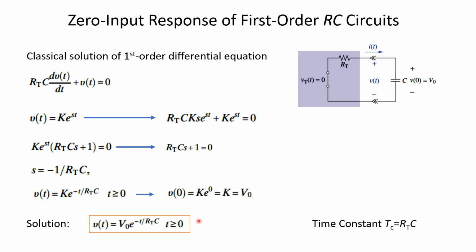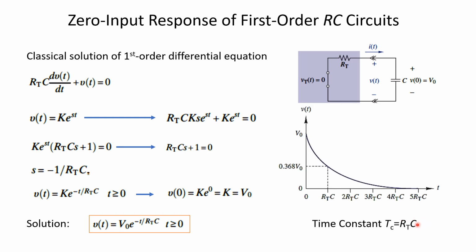In here, the time constant term is in the denominator of the power of the exponential function, so t divided by RC. RC is known as the time constant, and we also use the letter tau to represent it. So the time constant of an RC circuit is R multiplied by C, and the unit of this time constant is seconds.